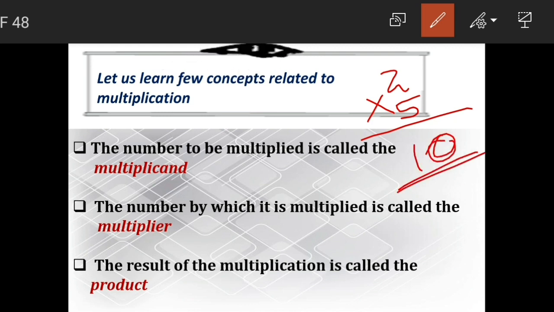So the number to be multiplied is called the multiplicand. The number by which it is multiplied is called the multiplier, and the result or the answer which we get after multiplying is called the product.